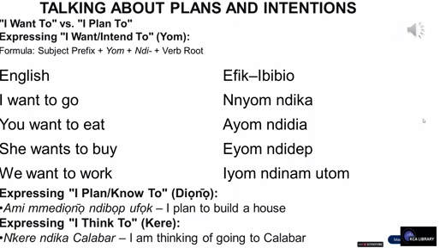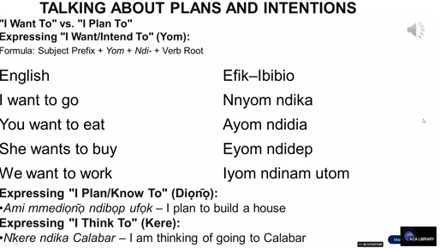Talking about plans and intentions involves using different expressions to show desire, intention, or thoughtful consideration. When expressing what you want or intend to do, the structure yom is used. For example, Nayam Dika means I want to go, while Ayam Didia means you want to eat. This same pattern can be extended to other subjects, such as she wants to buy and we want to walk, by appropriately adjusting the subject while maintaining the yom structure.